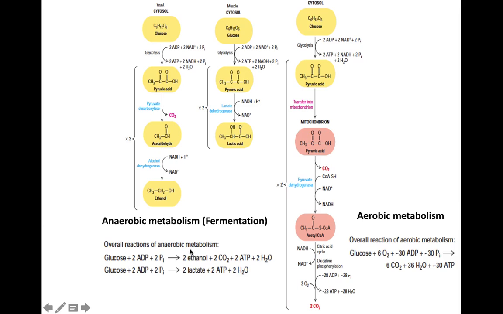Or instead of ethanol we can produce lactate. We will see where we produce ethanol and where we produce lactate. But overall, if we are going through this anaerobic metabolism, then we are going to produce 2 ATP molecules per molecule of glucose. So the ATP yield is pretty low in this case. And in addition, we are also producing ethanol and lactate.